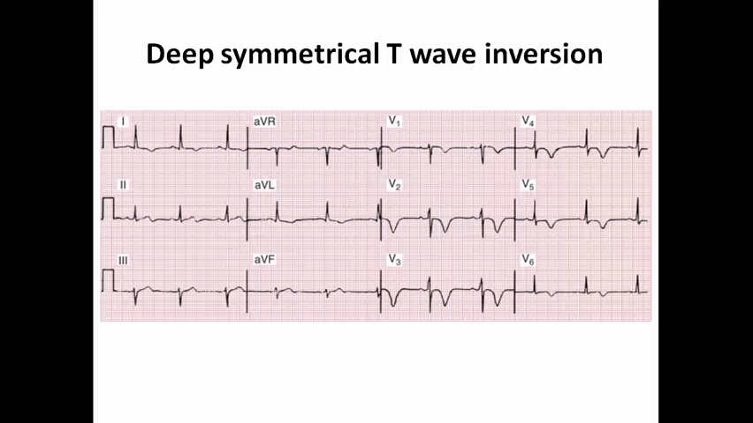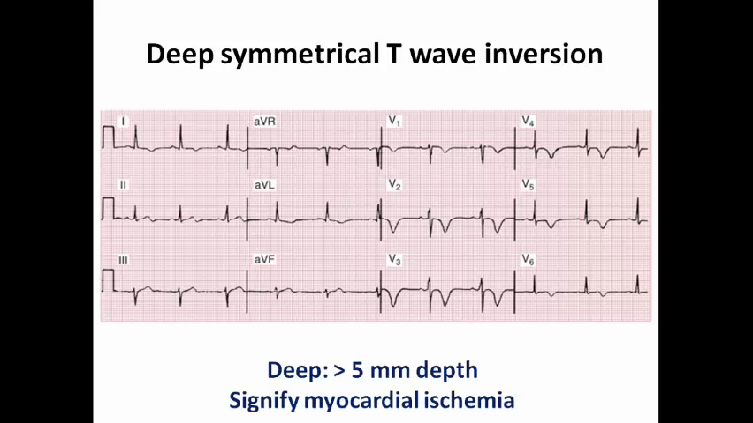When I see deep symmetrical T wave inversion, of course this is a very critical sign for myocardial ischemia, because the T wave should not be symmetrical, it is always asymmetrical. So here we can see that the T waves are deep, more than 5 mm depth, and this signifies myocardial ischemia. So this patient, in the presence of deep symmetrical T wave inversion, which we call Wellens, as we are going to discuss later, can be considered as having high risk myocardial ischemia because of the symmetrical T wave inversion.